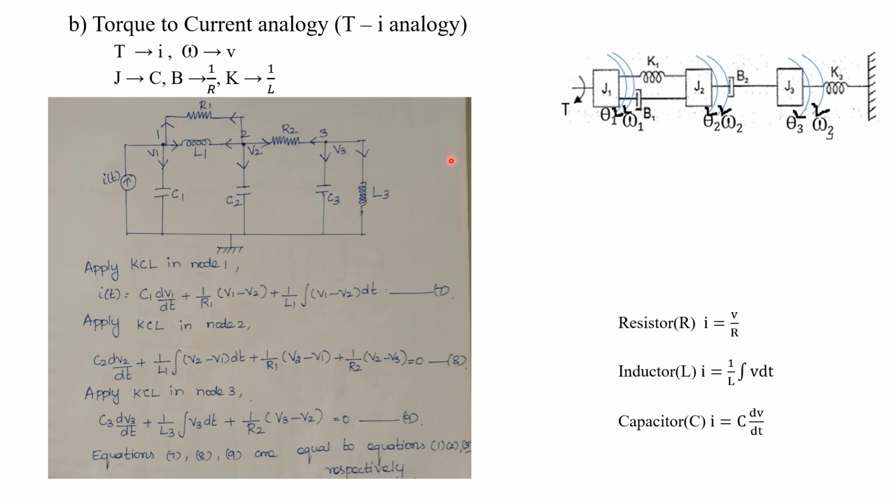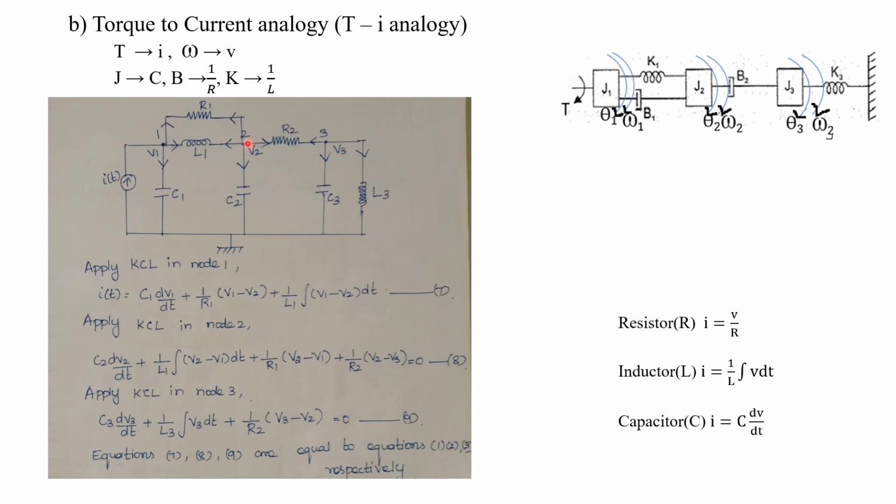Now what we have to do is apply Kirchhoff's current law. To apply it, we have to assume the current direction for each and every node. Here, for node 1, IFT is a current source, so this is always towards the node. For all the other currents, we have to assume the direction as away from the node. All these currents should be away from the node.